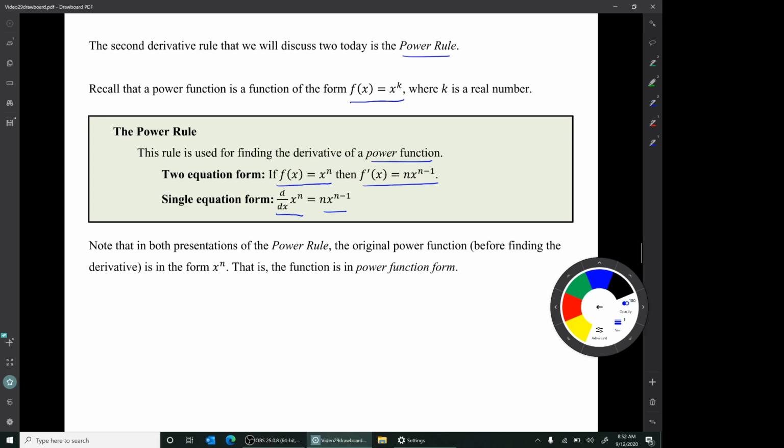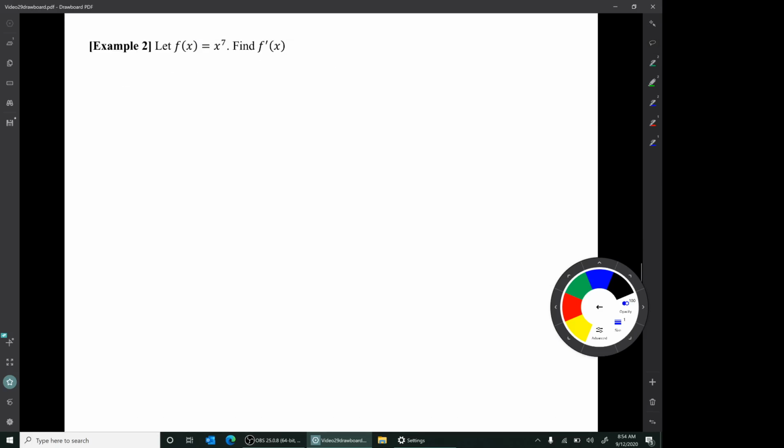Now note that in both presentations of the power rule, the original power function, that is before finding the derivative, is in the form x to the n. That is, the original function is in power function form. So for our next example, we'll let f of x be x to the 7th, and we'll find f prime of x. Let's use the two-equation form of the power rule.